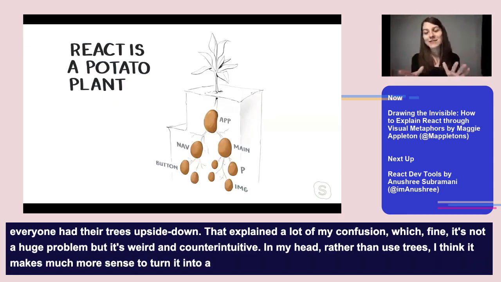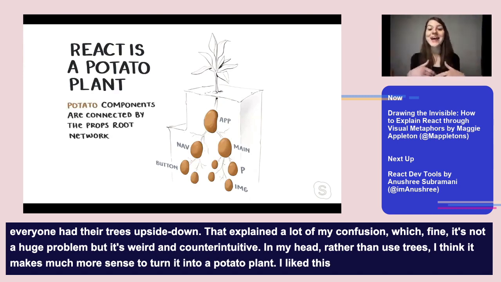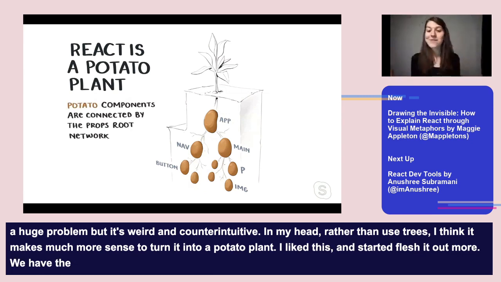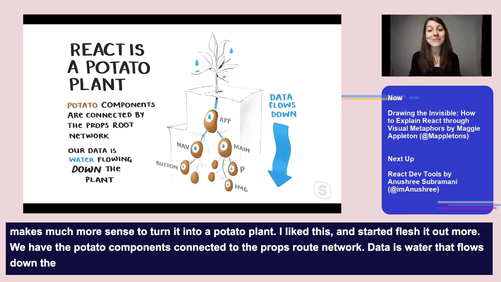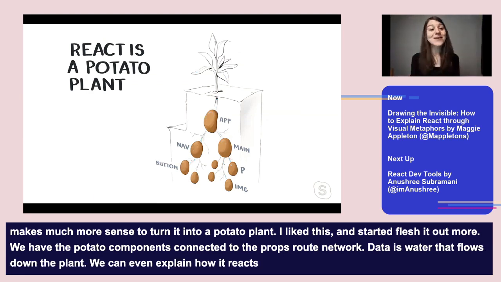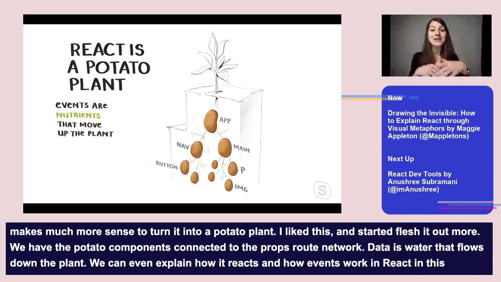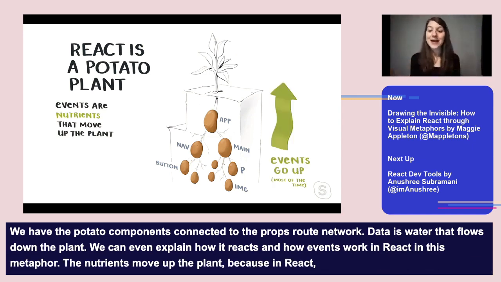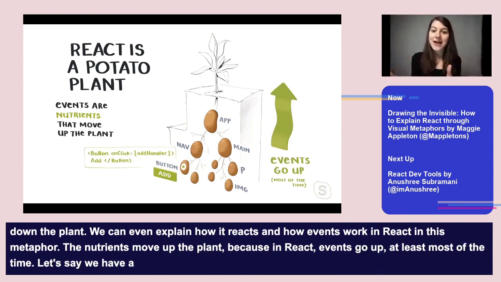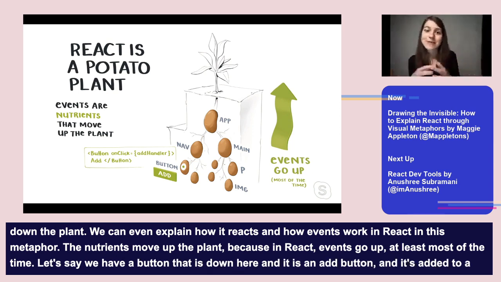So I liked this. I really started fleshing it out more. So we have our potato components, and they're connected to the props root network. And then data is water that flows down the plant into all our component potatoes. And we can even explain how events work in React through this metaphor. So events are like nutrients that move up the plant, because in React, events go up, at least most of the time. So let's say we have a button that's down here, and it's an add button, and it's connected to a potato counter that adds potatoes every time we click it.